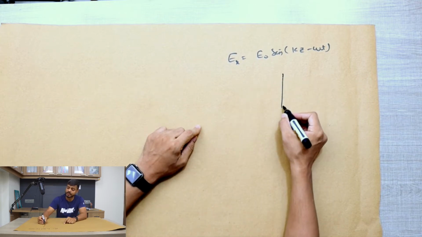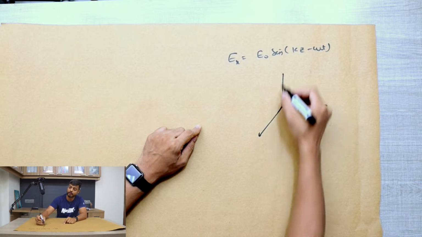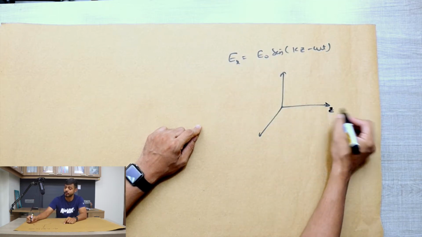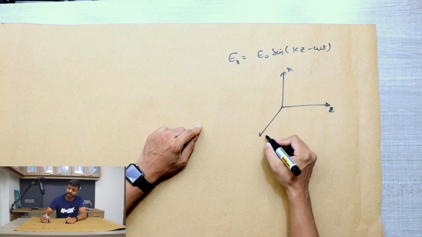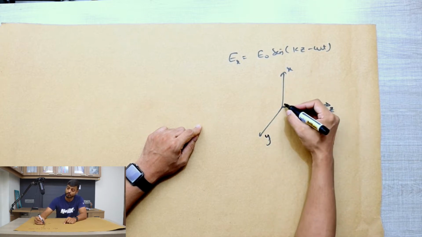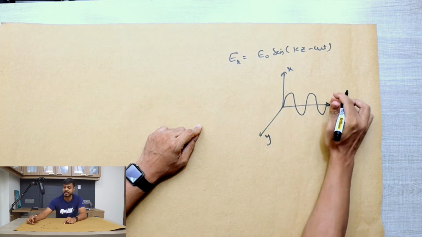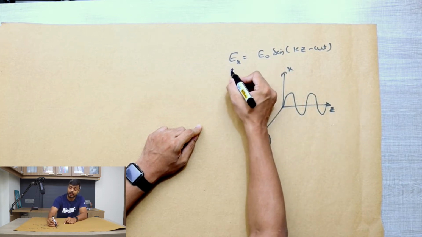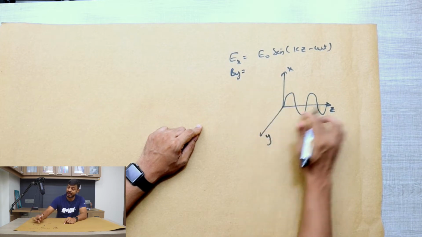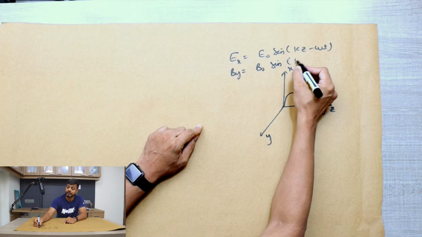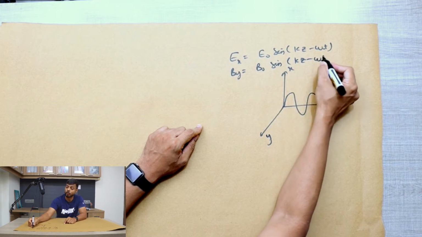So I will draw this diagram over here to make much more sense. This equation will now make much more sense to you. This is the z axis, this is the x axis, and this is the y axis. The electrical component varies in the xz plane. The magnetic component varies in the yz plane. So the equation will be B = B0 sin(kz − ωt).